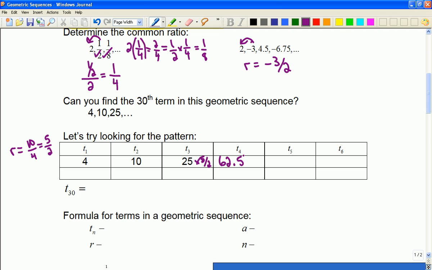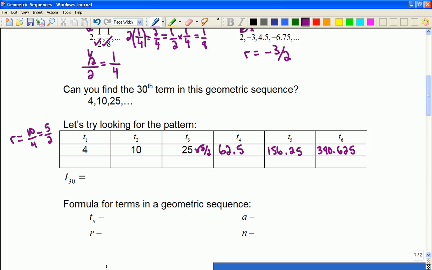Then I multiply by 5/2, and I'm at 156.25. And this time, I have 390.625. So those numbers aren't as important to us this time around as we are trying to build up this pattern.